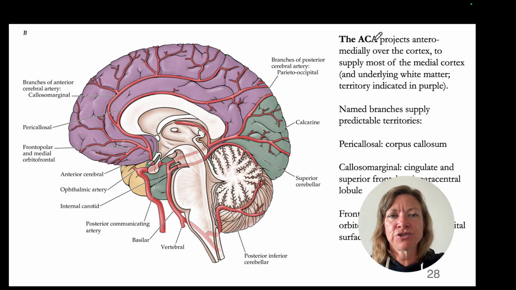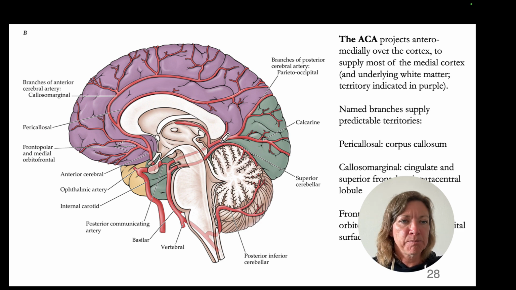Now, the anterior cerebral artery, we'll start with that. It projects anteromedially over the cortex, and its vascular territory is shown here in purple. Here are some of the named major branches, and fortunately the names make sense. They don't always in science, but here they're helping us. So they supply predictable regions of cortex.